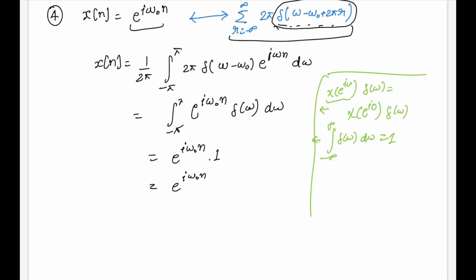So we have basically δ(ω) located at frequency ω naught, so the complex exponential is basically shifted there, and as this is not a function of ω anymore, we can bring it outside the integration. Then this will be the integration from minus π to π of δ(ω) dω, and this is 1 here. Okay, so this is the solution of this problem.